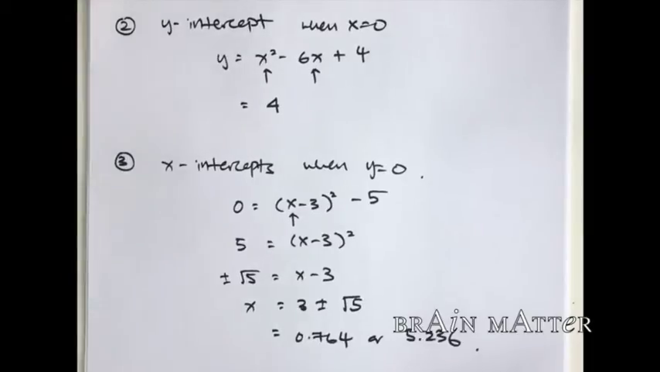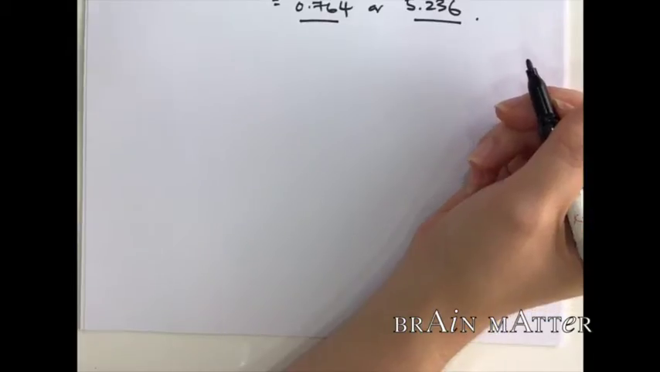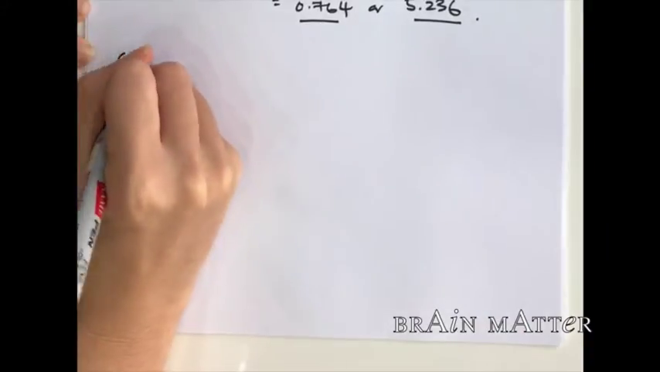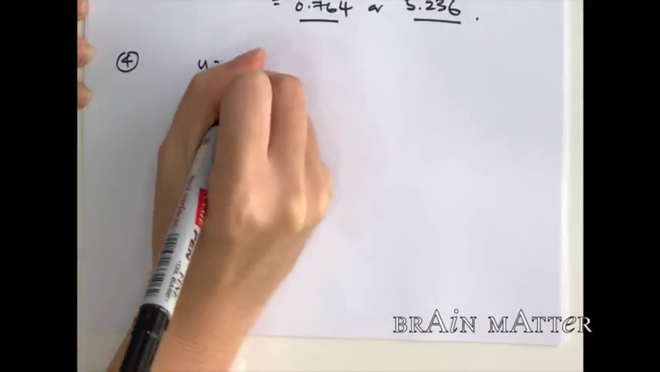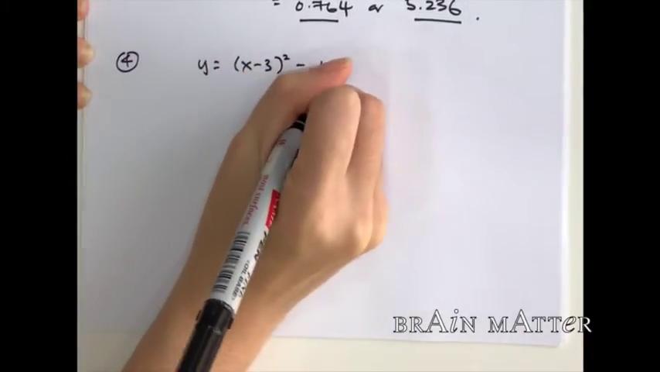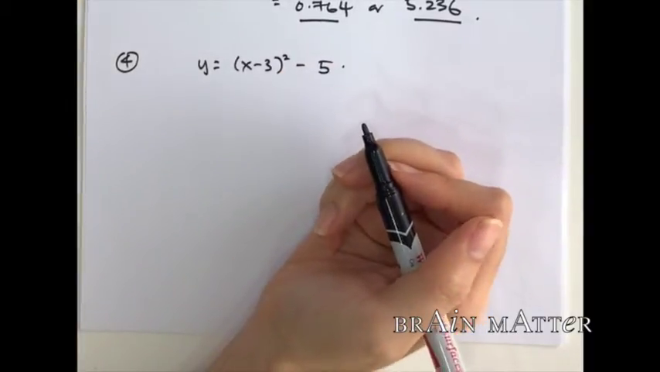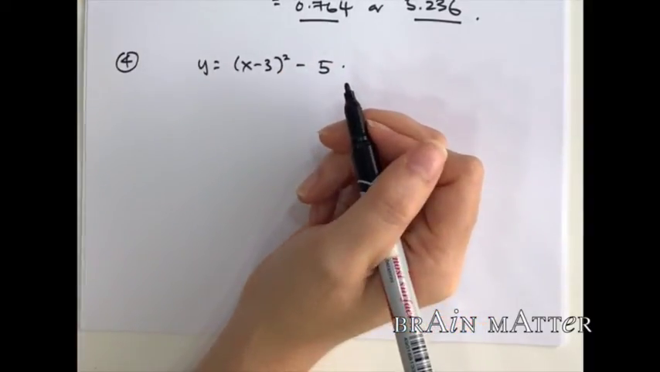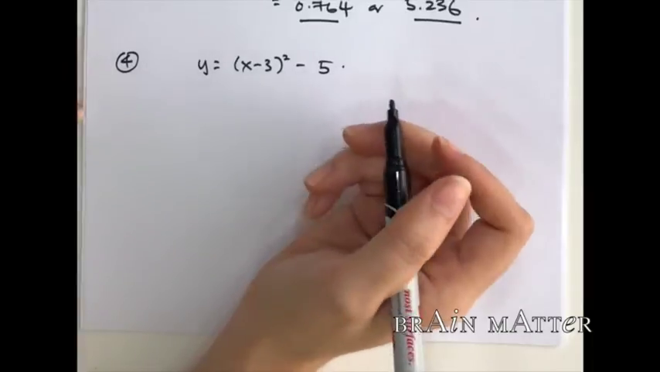Okay, so now we have found that it is a minimum curve. The y-intercept is 4. The x-intercepts are these really weird numbers. So the next thing we will look at is finding the turning point. There's actually a shortcut to it and there's a long way to it. But let me just explain the long way first.